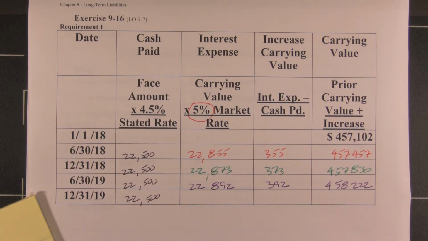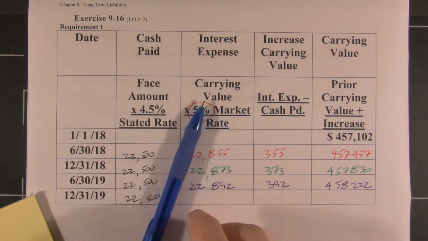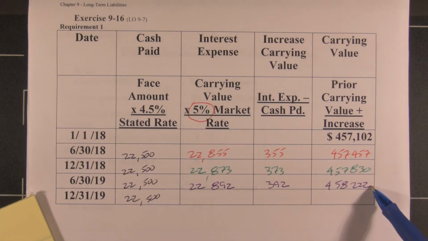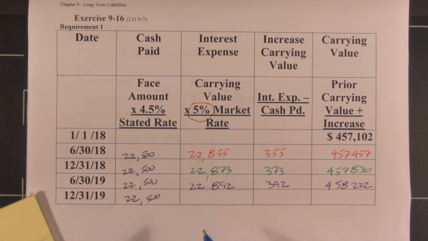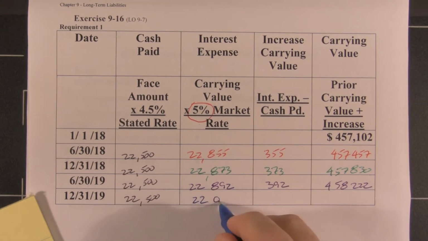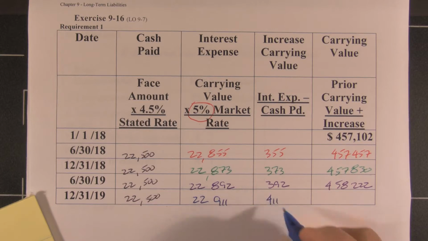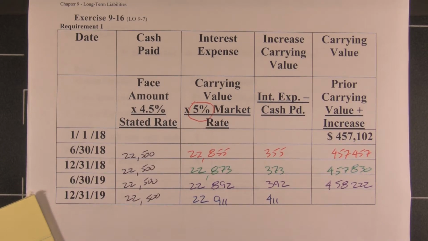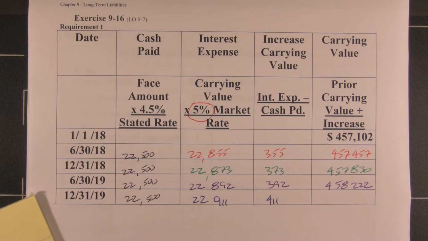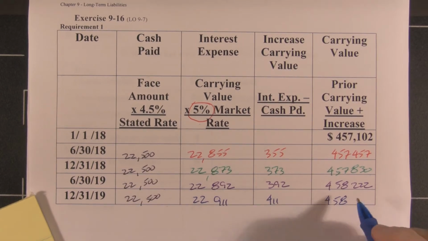Then we're going to have one more interest period. And again, we're going to pay $22,500 because that's what we're paying. What we should have paid, our actual interest expense, is 5% times the most recent carrying value. And that's $22,911. The difference, that $411, is the amortized value, and that brings the carrying value of the bond to $458,633.